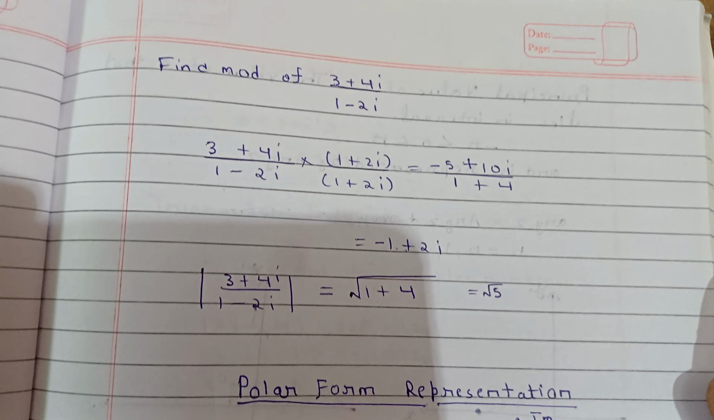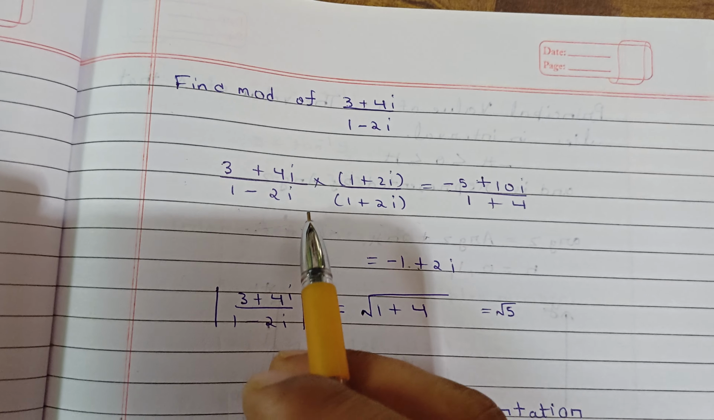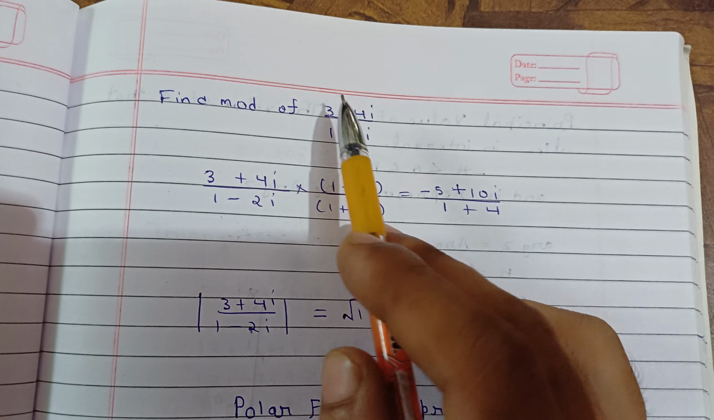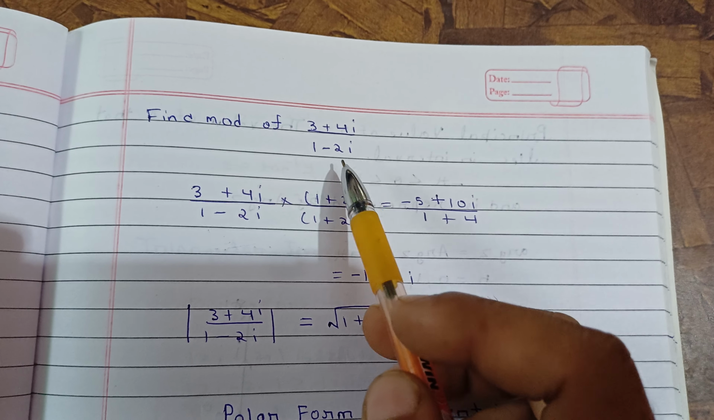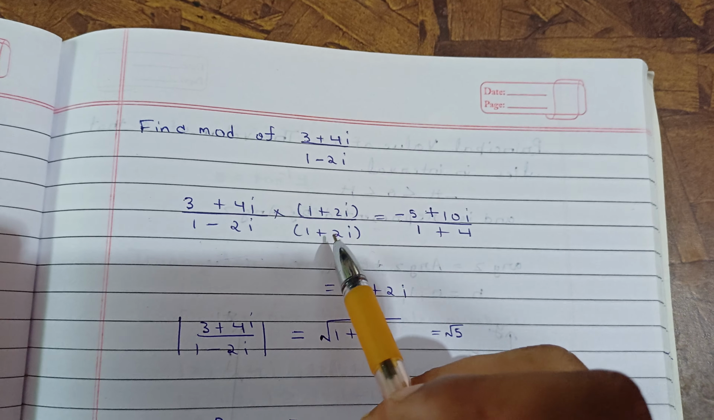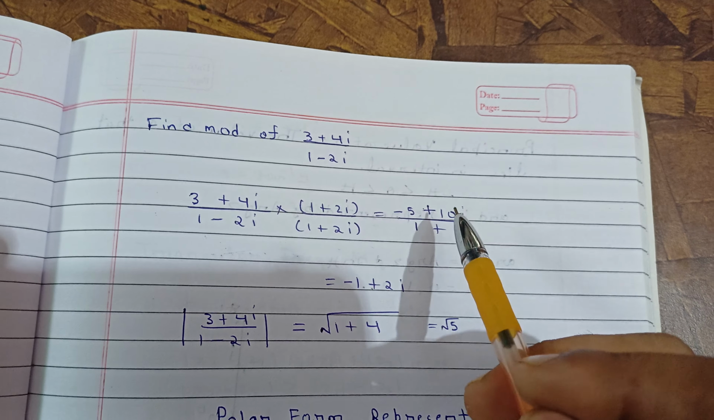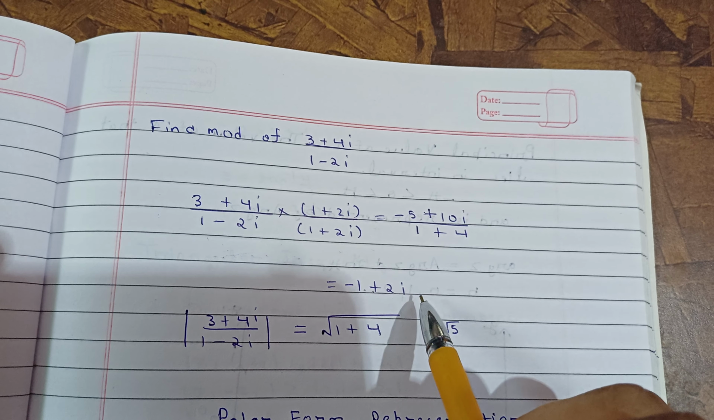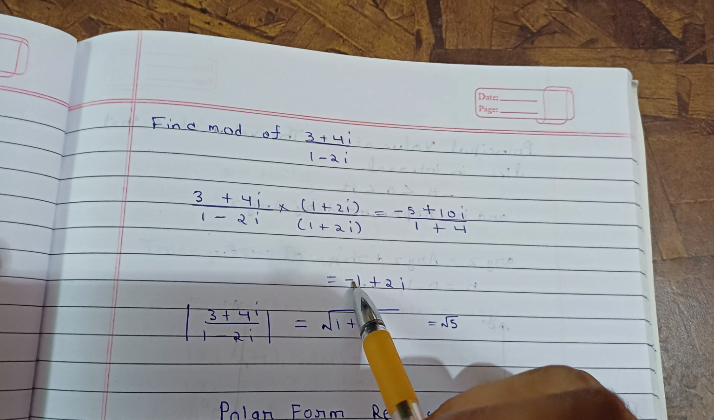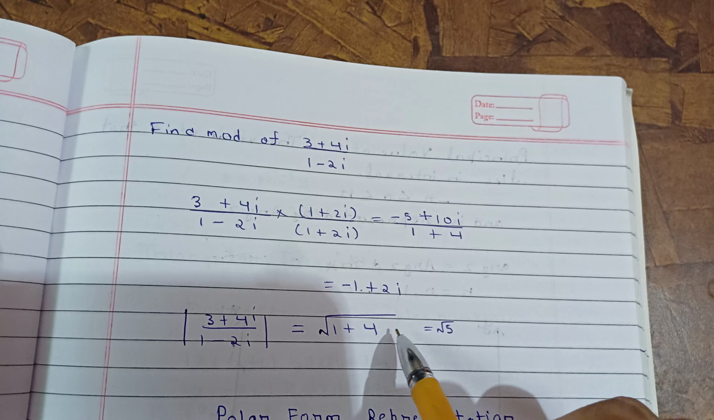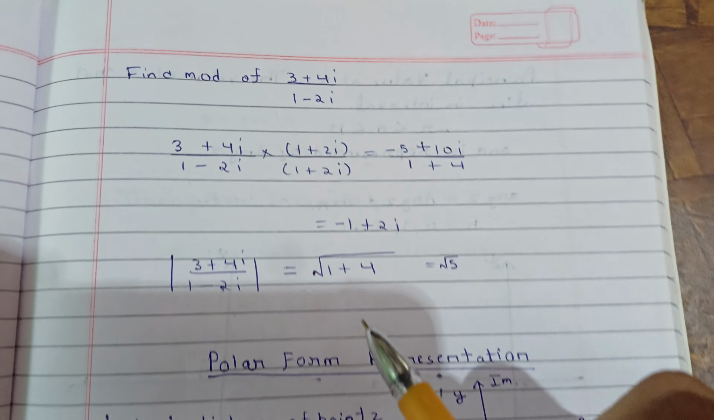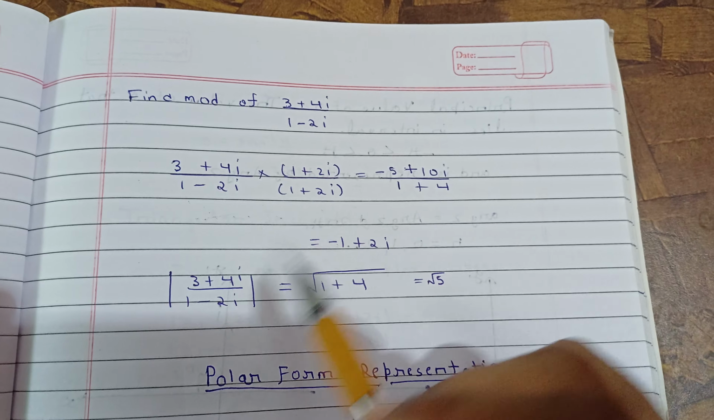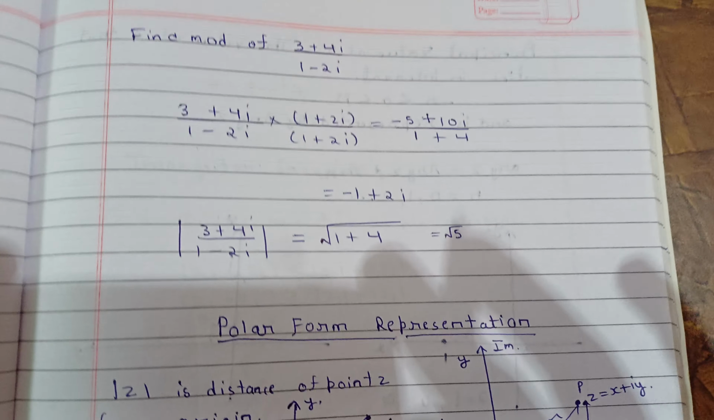Now, how to find the mod of a complex number. If you need to find the mod of this complex number, first you need to rationalize this. So you will just multiply by 1 plus 2 iota over 1 plus 2 iota, and you will get a result in this form. Now mod is nothing but under root x square plus y square, so it will be 1 plus 4, which gives you under root 5. So mod in a complex plane represents the length of that point from the origin.